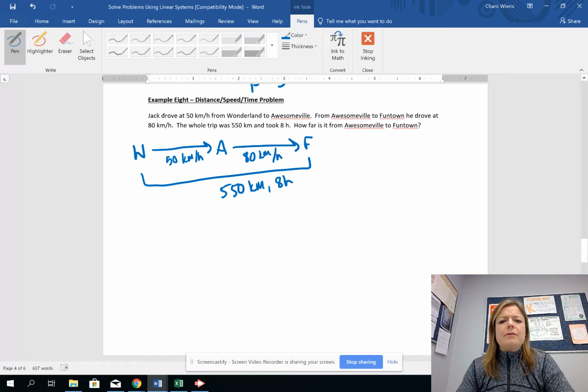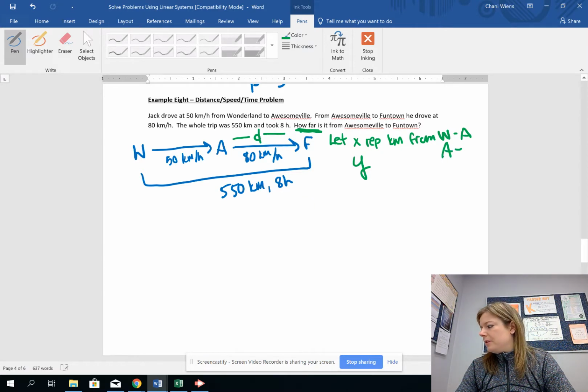Okay, how far is it from Awesomeville to Funtown? So notice here that the question is different. The question here is how far. So it's the distance that we want to find out here, not the time. So it's this distance here that the question is asking us about. So we want our two variables to be in terms of distance. So we can say let x represent the kilometers from Wonderland to Awesomeville, and let y represent the kilometers from Awesomeville to Funtown. Okay, you can write full sentences. I just have limited space here.